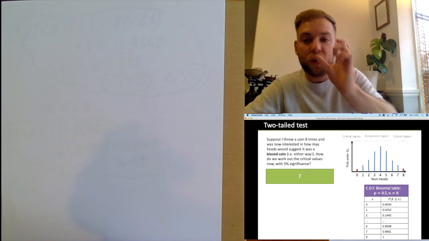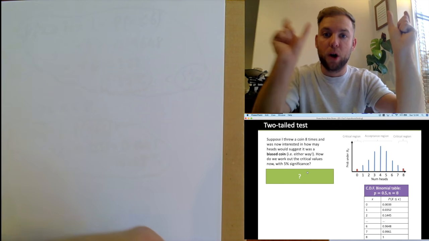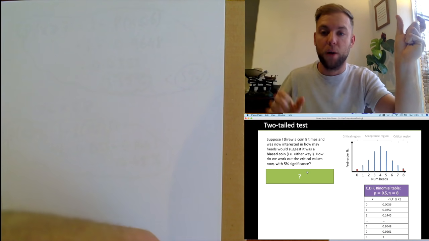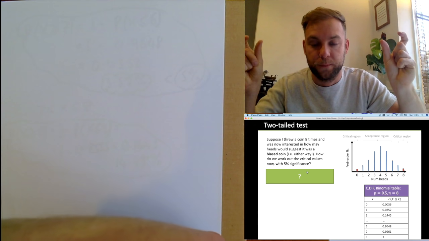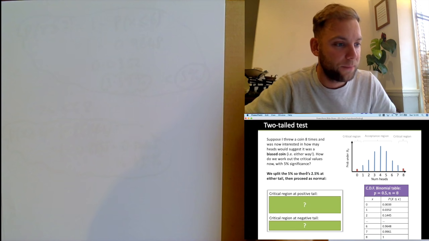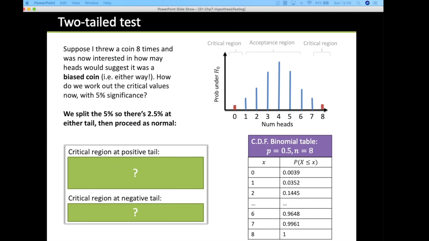So if I've got a significance level of 5%, and I'm not sure whether that's at the top end or at the bottom end, what you've got to do is split that and do half of it at the top and half of it at the bottom. Okay, and then you use that to do your test. So in this case here, we split it into 2.5. I'm going to make this big for you so you can see it.